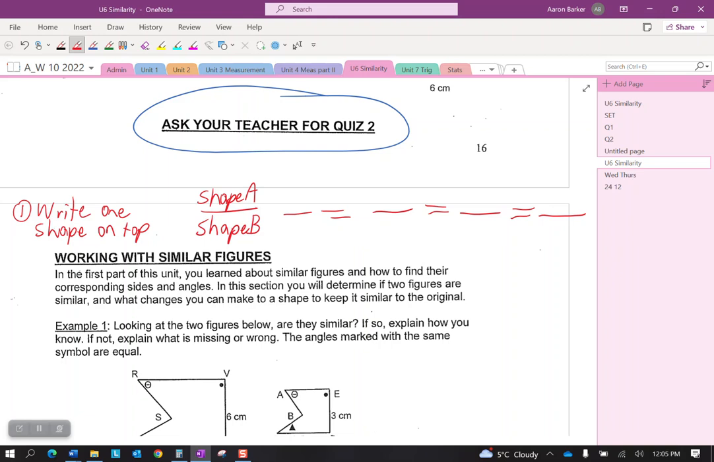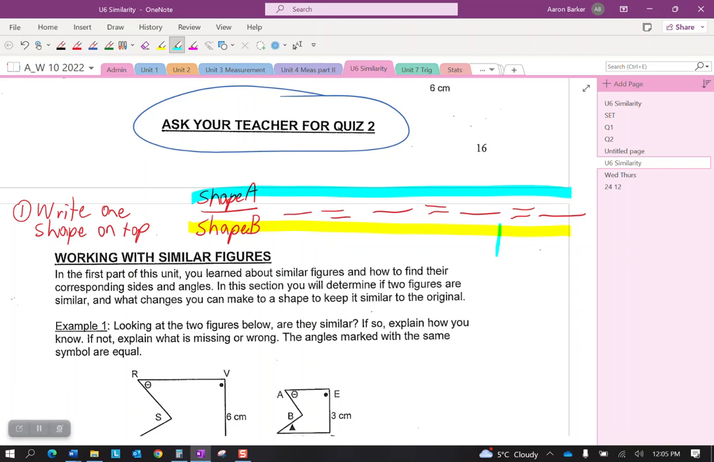Okay, so I would put down all of one shape on top. Now, what shape you put down first is up to you. Who wants to put down shape A first? Who wants to put down shape B first? It doesn't matter. But if I choose shape B, I then put all the shape B numbers on the bottom. If I chose shape A, I would put all those numbers on the top. But you only do one of them.